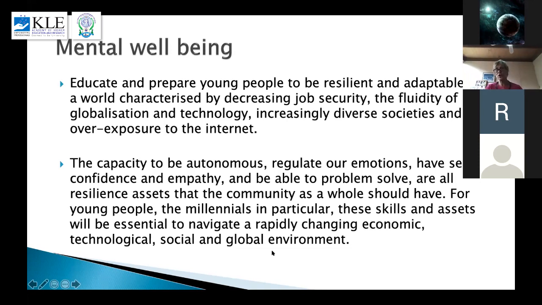Globalization has changed how jobs are in every country. Technology, as we know, has really changed how jobs are done. And there's the overexposure to the internet. So all these things have an effect, obviously, around regulating our emotions, having confidence, being able to problem solve, but also building up that resilience to be able to make decisions about how to lead their lives in better ways.